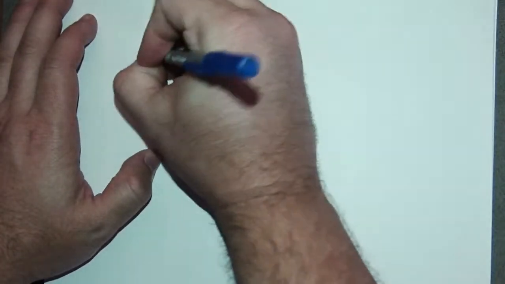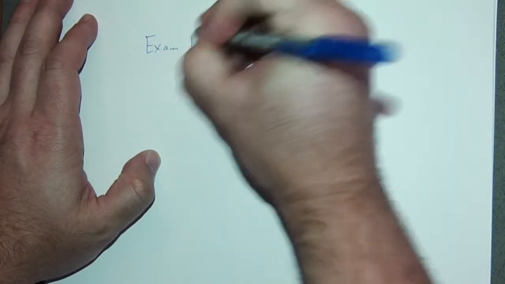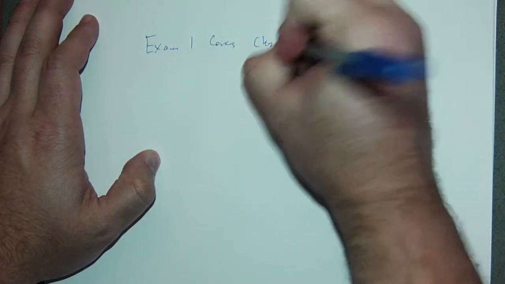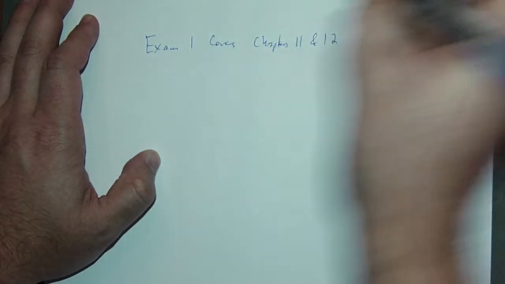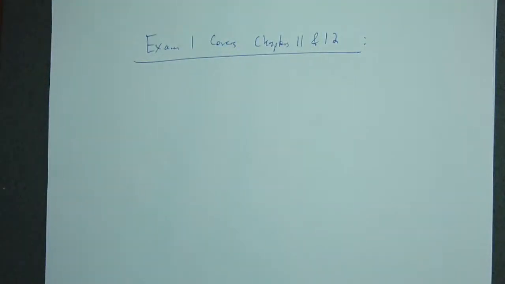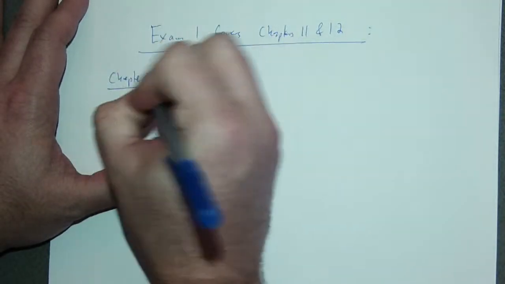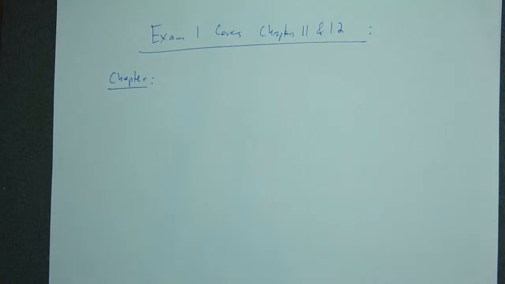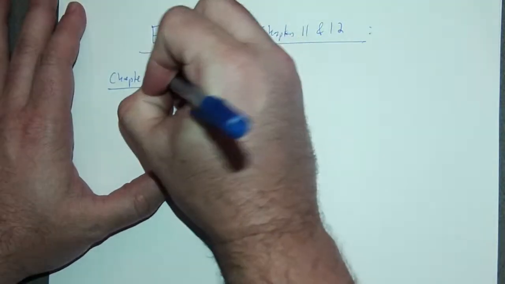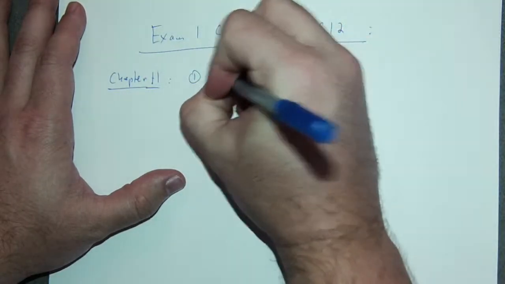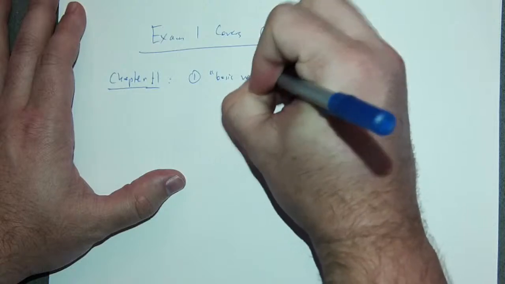So exam one covers chapters 11 and 12 in the textbook. The chapter 11 stuff is the basic vector, basic R3 stuff, basic vector computations. So first thing is basic vector stuff.